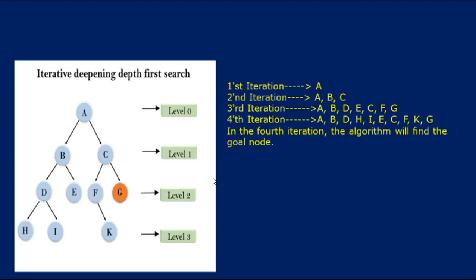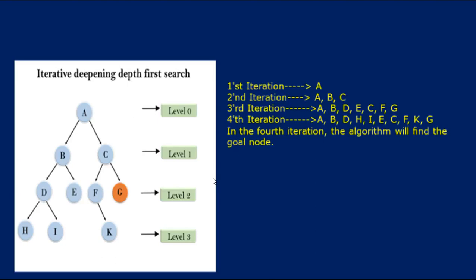Since it is iterative deepening, whether or not the goal is found, it reaches the depth limit, then backtracks to the previous node and traverses to the deeper node until it attains the goal node G. So this is how the iterative deepening search algorithm works. Only at the fourth iteration does the algorithm get the goal node.